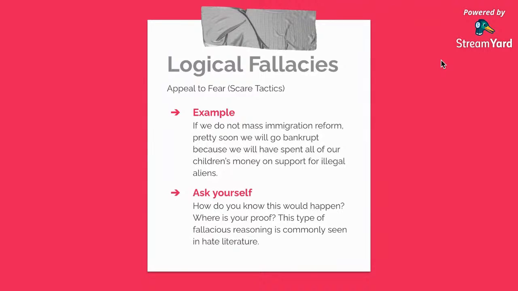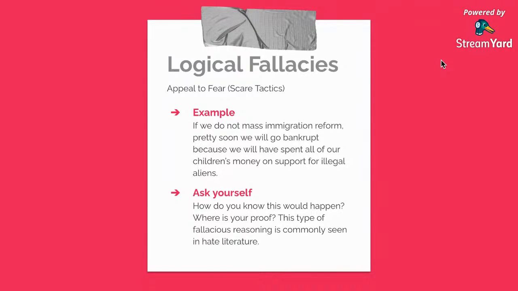So the example here is, if we do not have mass immigration reform, pretty soon we will go bankrupt, because we'll all have spent all of our children's money on support for illegal aliens. So if you have a question like this, where it's an appeal to fear, or maybe you've actually had a discussion similar to this specific one, you need to ask yourself, how do you know this would happen? Where is your proof? Like your evidence, facts, all that stuff.